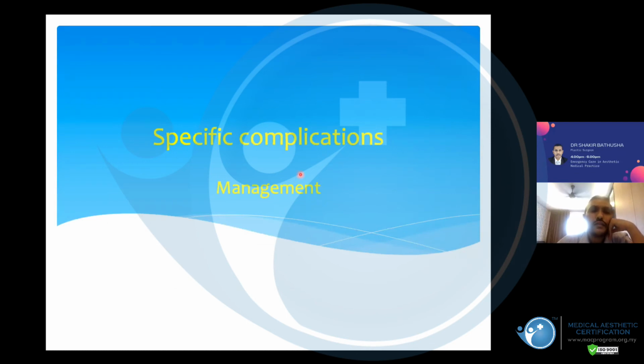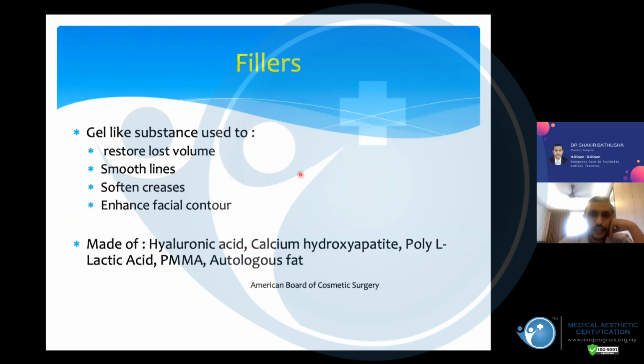Now I'm going into the specific complications, for fillers. I'm sure the subsequent slides will be a repetition for you all. As you go through the classes for individual interventions, fillers, Botox and everything, the lecturers will be talking in more detail about the complications. So I will just give a glance through, like a preamble for your future classes.